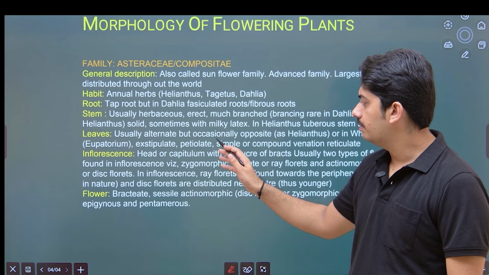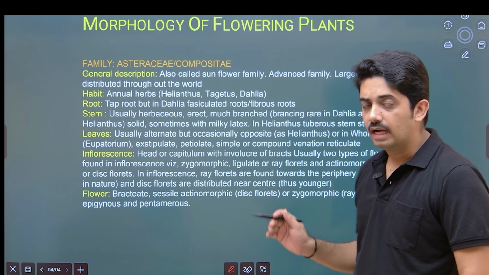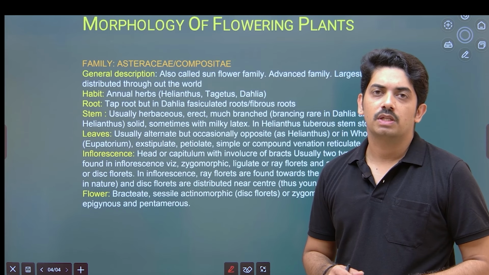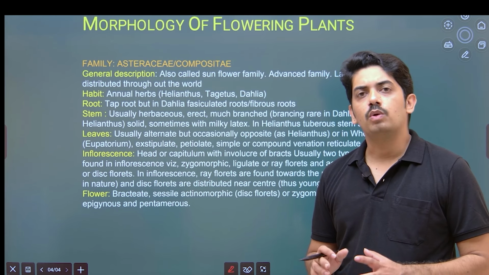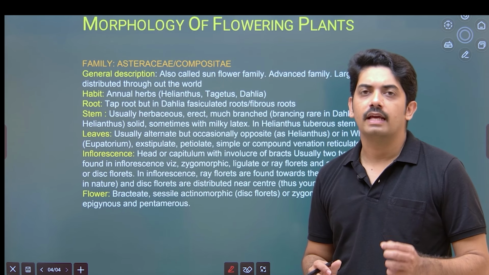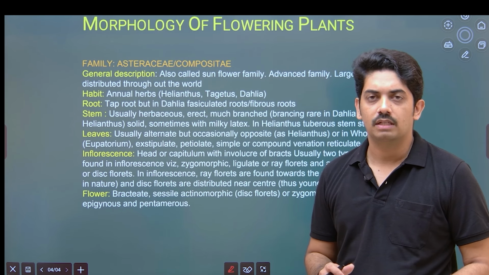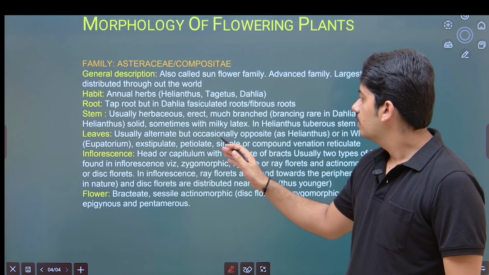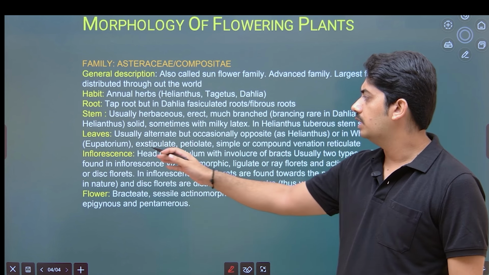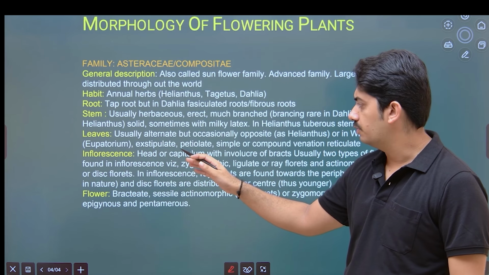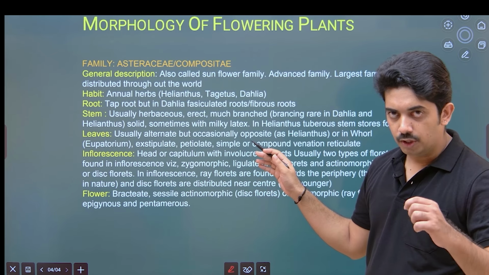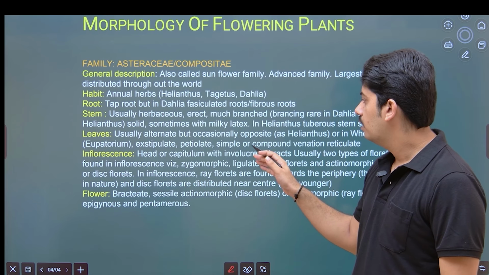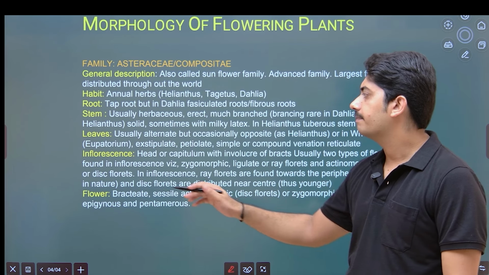Leaves usually alternate but occasionally opposite. So I hope at this point of time you may not need the description of even simple terms. I only go with the very unique and rarely appearing technical terms for the description. Otherwise we go with the characters. So alternate and all those things, you know. Sometimes it is opposite in whorl. So these are the examples. Exstipulate, stipules are absent. Then petiolate, petiole is present in the leaf. Then simple or compound, simple leaf or compound leaf, venation is reticulate.